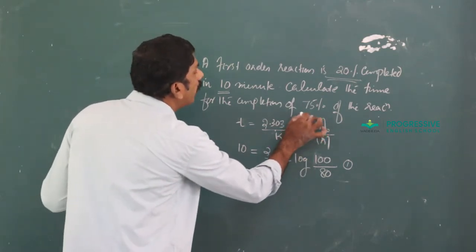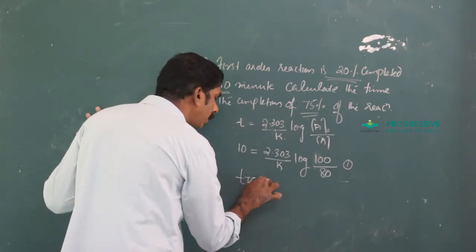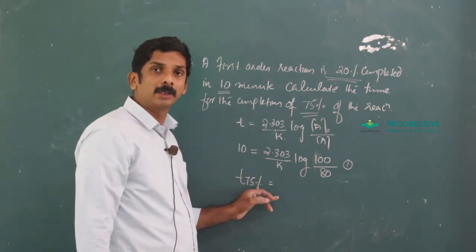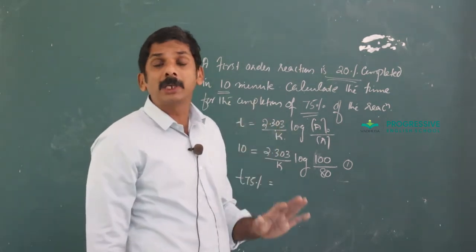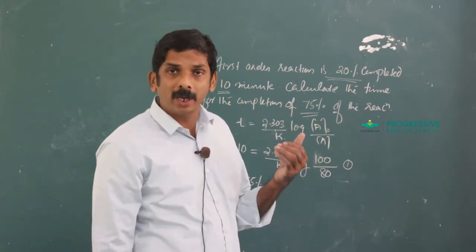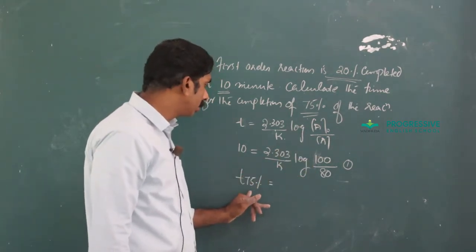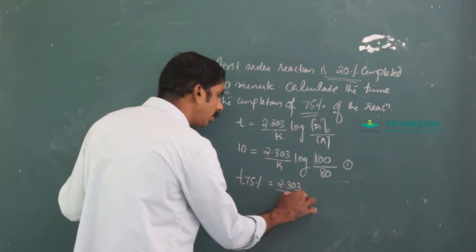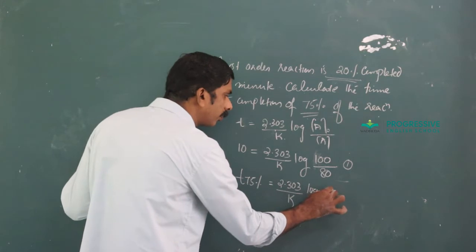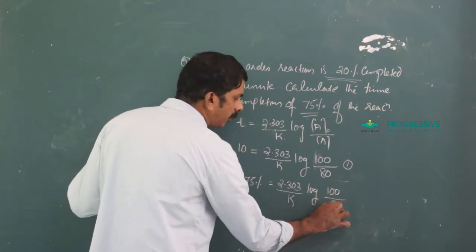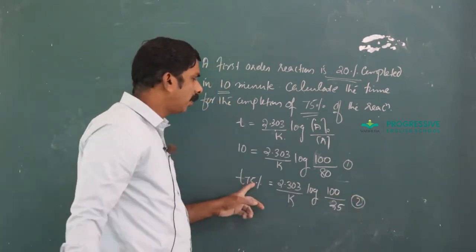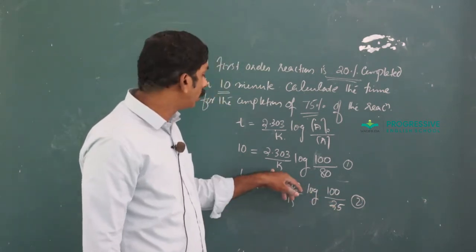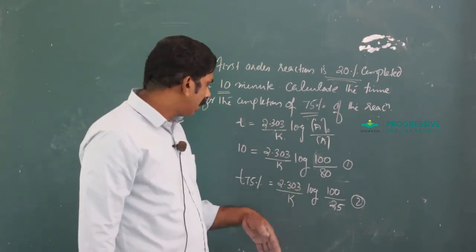Then you have to find out T 75%. 75% of that reactant undergoes reaction, and the remaining is 25. Here it becomes T 75% equal to 2.303 by K log 100 divided by 25. That is, 75% of a reaction complete means the remaining is 25. Here we have two equations, and we can further simplify that.